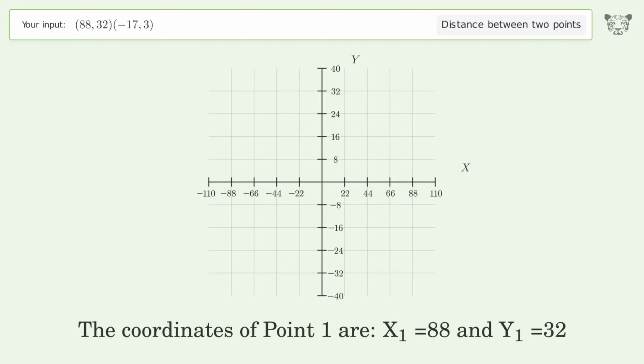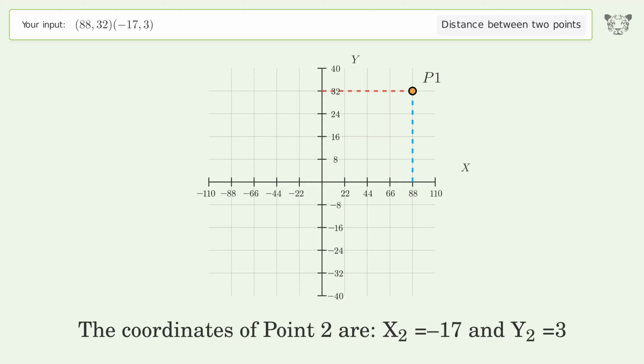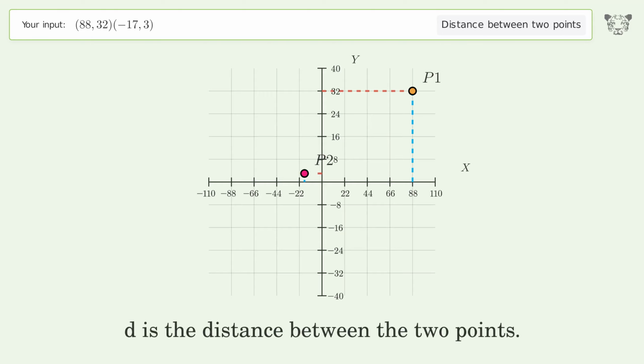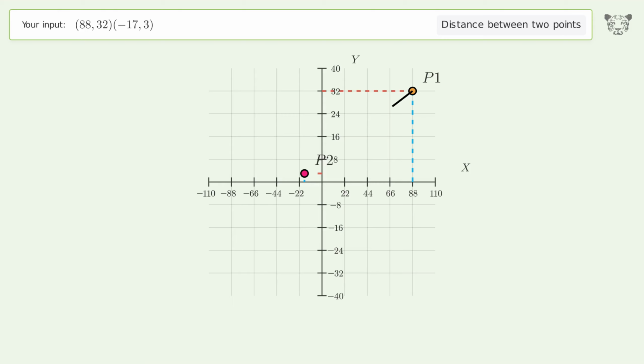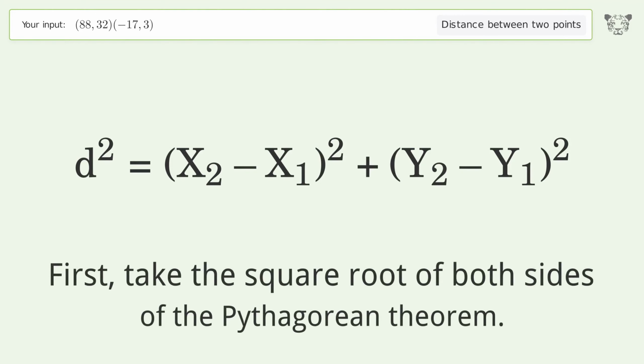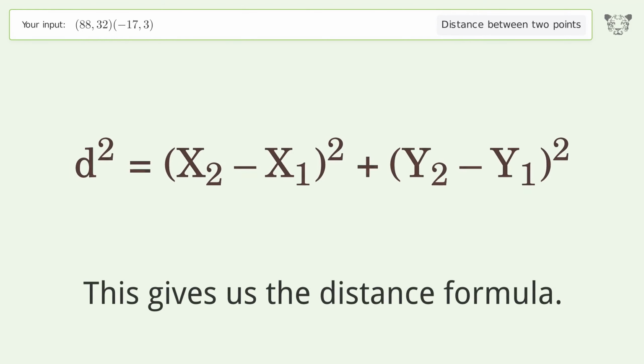The coordinates of point 1 are x1 equals 88 and y1 equals 32. The coordinates of point 2 are x2 equals -17 and y2 equals 3. D is the distance between the 2 points. First, take the square root of both sides of the Pythagorean theorem. This gives us the distance formula.